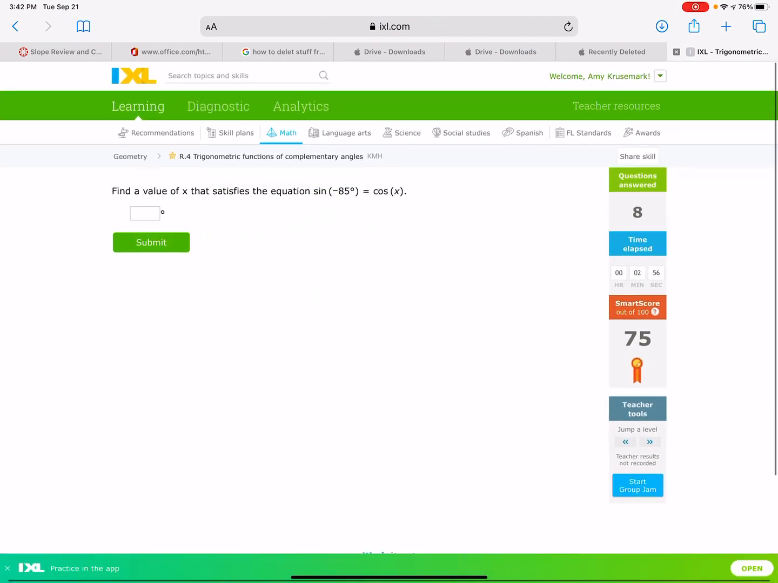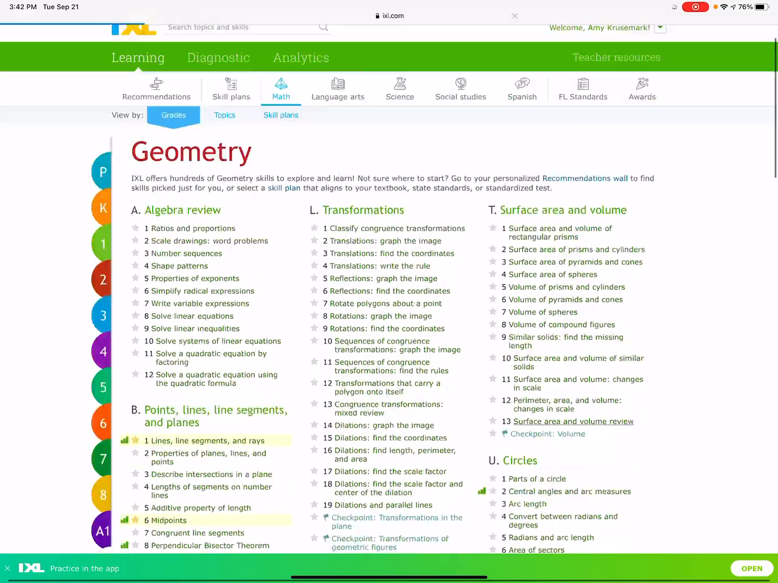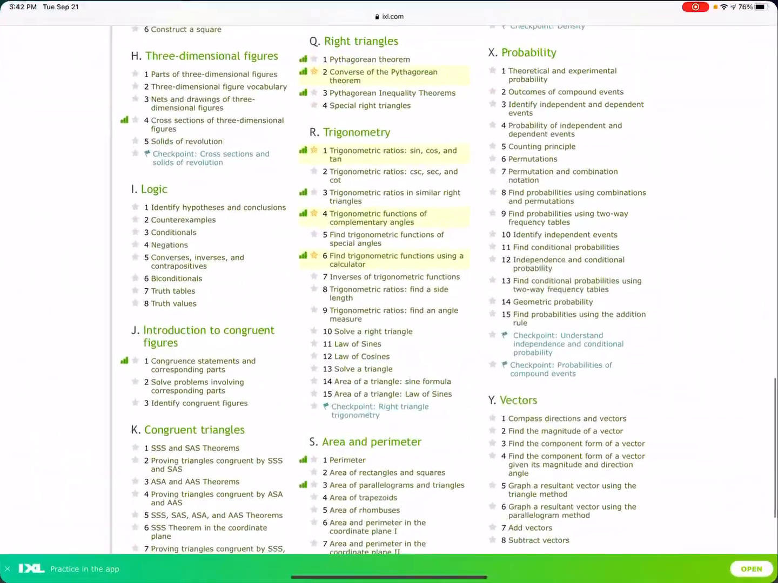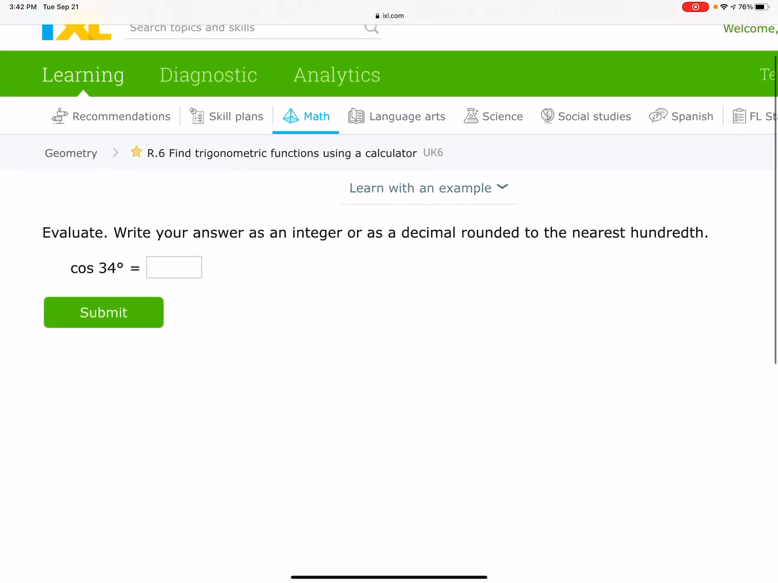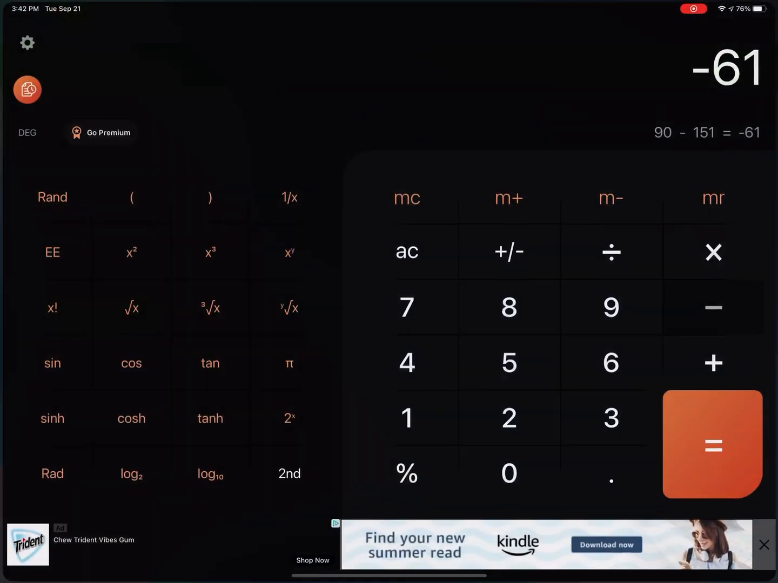Okay, that should do you pretty good. I'm up to about 75. So the last one I've assigned for geometry is this one, trig functions in a calculator. Now this is right out of a calculator. You can use a calculator right off the internet. It doesn't matter. The cosine of 34.